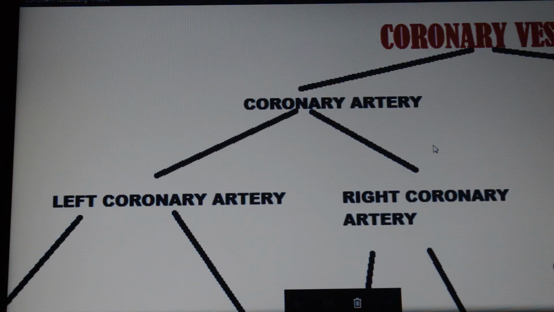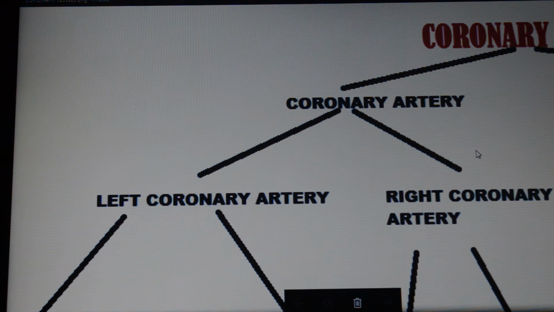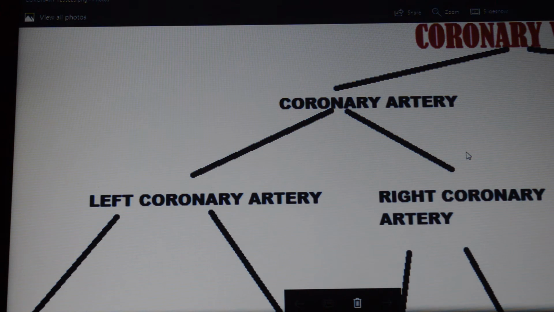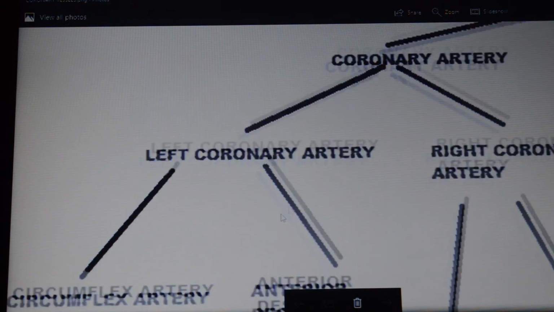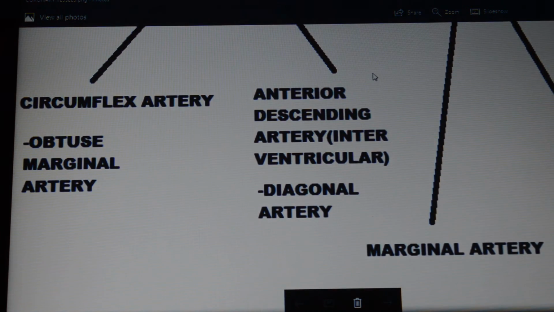So first of all, the coronary artery. The coronary artery is divided into two parts. The left coronary artery supplies blood to the left part of the heart, the left atrium and the left ventricle, and the right coronary artery supplies blood to the right atrium and the right ventricle. Further, the left coronary artery is divided into two branches.